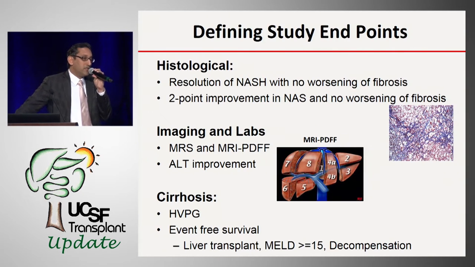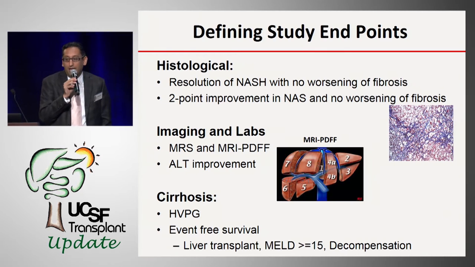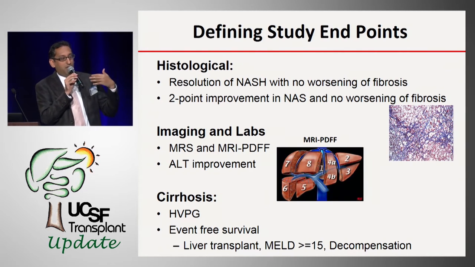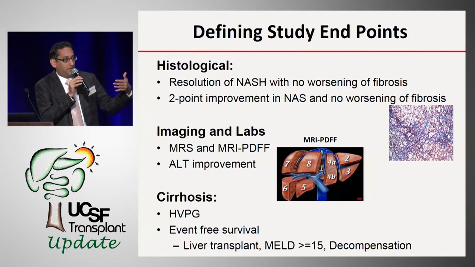When we look at the clinical trials, the two most important definitions that we have to look at are, first, some trials look at resolution of NASH. The resolution of NASH means that if someone has a NASH score of greater than 4 or 5, at the end of the clinical trial, the NASH score is less than 3, with no worsening fibrosis.